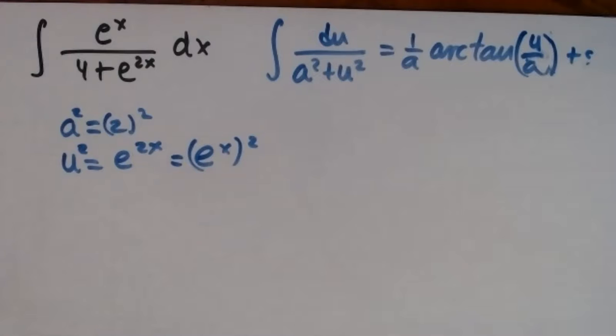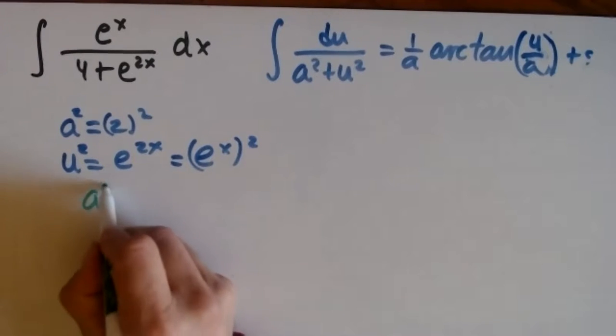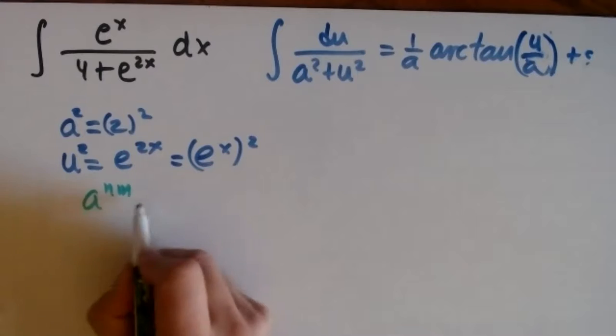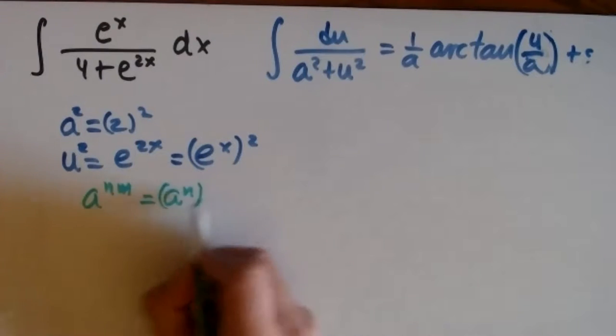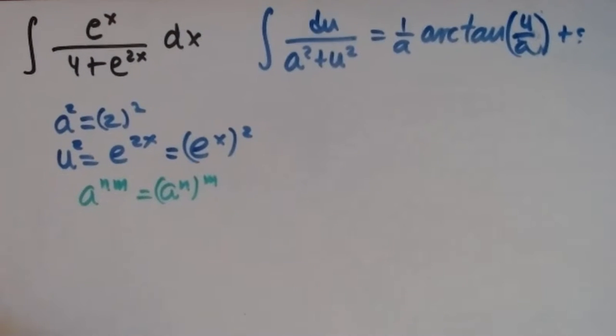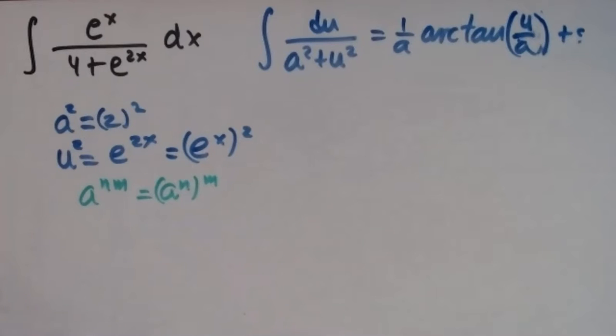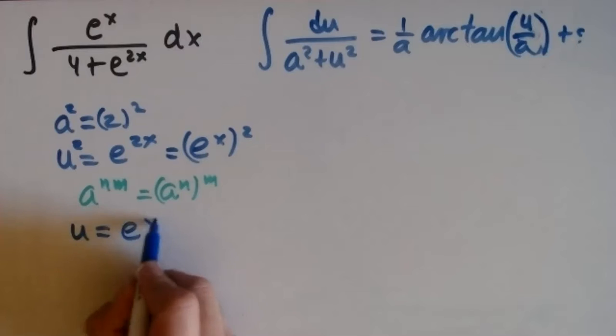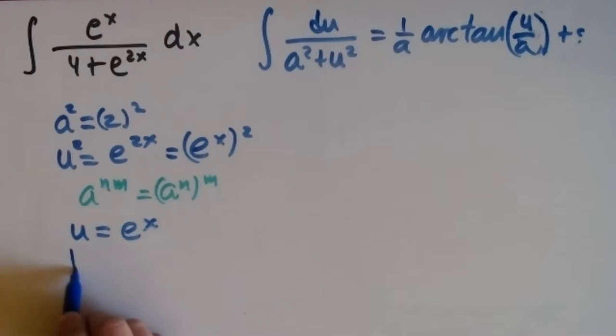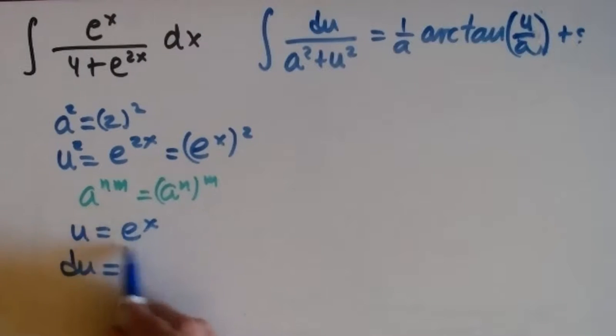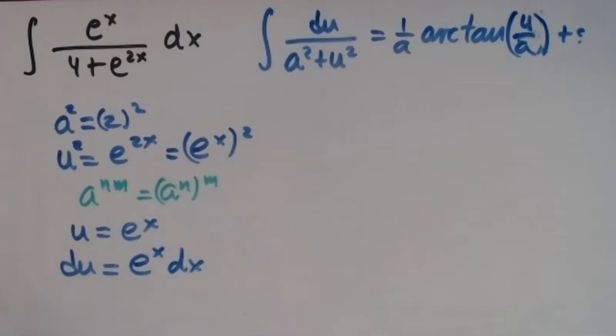Because of algebra 1, again, a to the n to the m is a to the n m, correct? Right? So I'm doing exactly this trick. So this is, well, the u is e to the x, right? Then du is the derivative of e to the x, that's easy, e to the x dx. So these are my changes.